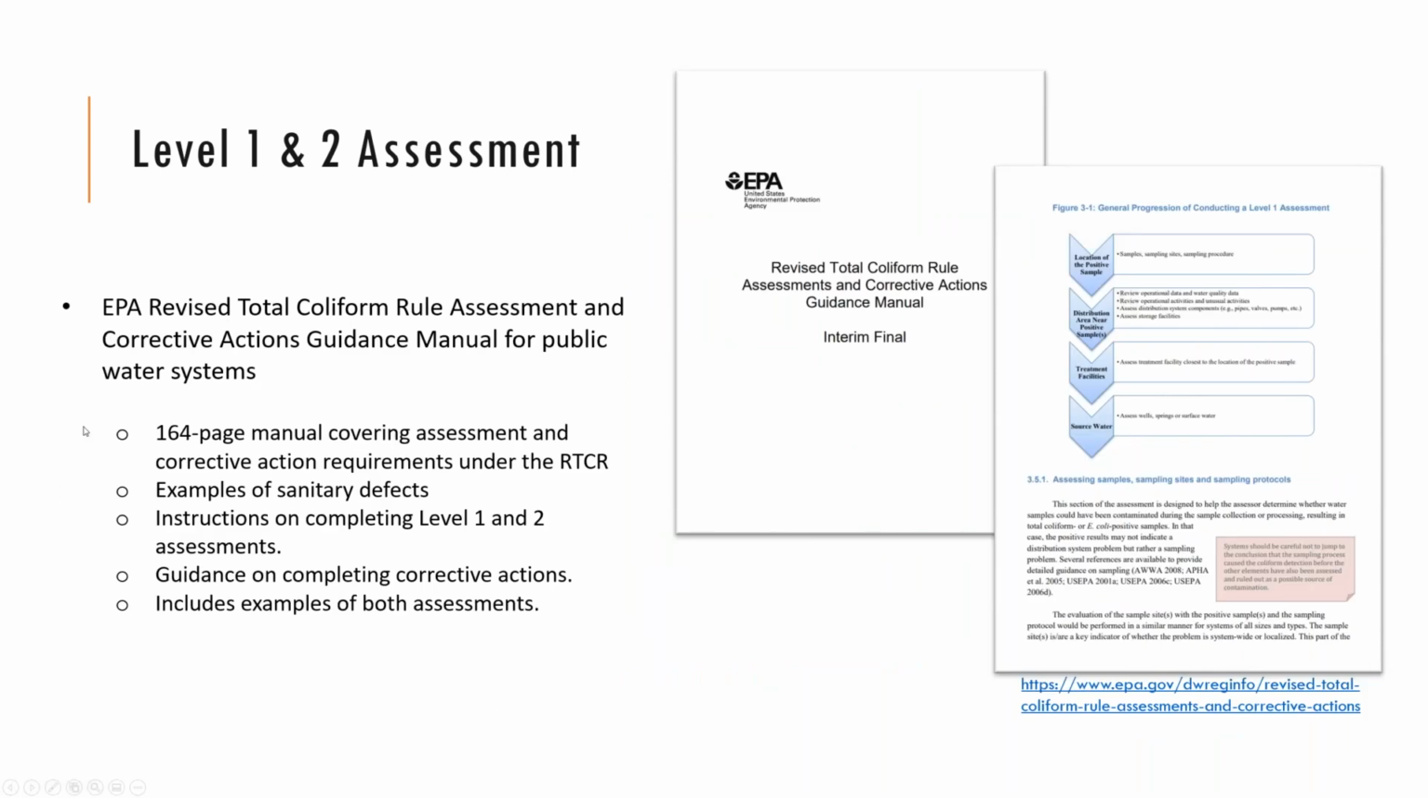EPA also has a guidance manual for those completing a level 1 or 2 assessment. This is a 164-page manual titled the Revised Total Coliform Rule Assessment and Corrective Actions Guidance Manual for Public Water Systems, and it's a comprehensive guide that goes over, again, how to complete a level 1 or 2 assessment, what assessors should look out for while inspecting water systems. It also provides a large table listing common deficiencies as well as corrective actions to fix those deficiencies, and provides examples of completed assessments to help assessors get the idea of what the assessment requires.